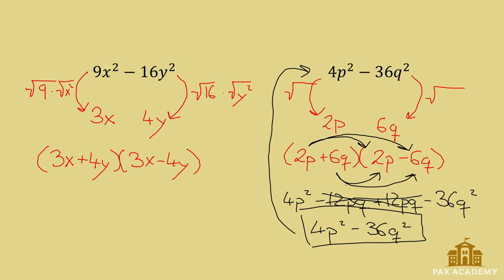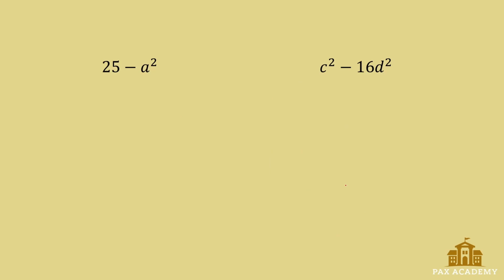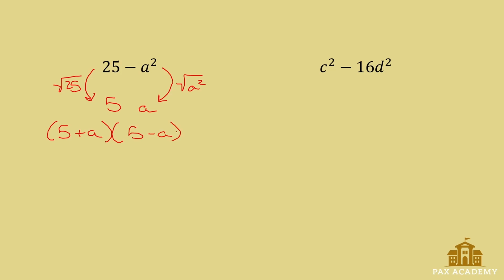Okay? And to finish, let's do these last two expressions. So we have 25 minus a squared. So again, we do the square root of 25, which is 5. And then the square root of a squared, which is just a. So now we have both terms. In the first brackets, we add them. In the second brackets, we subtract them.